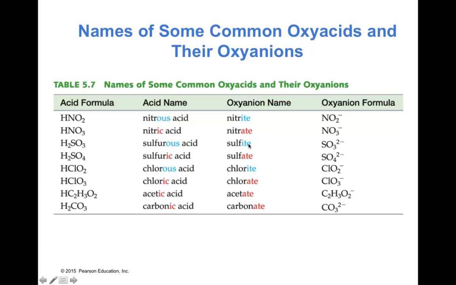The same thing with H2SO4 and H2SO3. The SO3 as an oxyanion is sulfite. The SO4 is sulfate. But when we use this base name to name the acid, we're going to use sulfurous acid for the SO3. And we use the -ic ending for the one that comes from the ATE, so it's sulfuric acid. And also the same thing with the other examples.